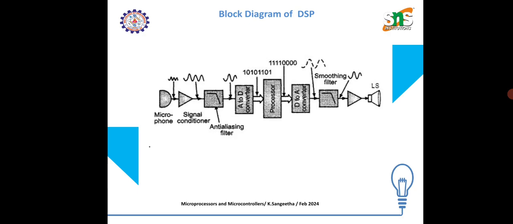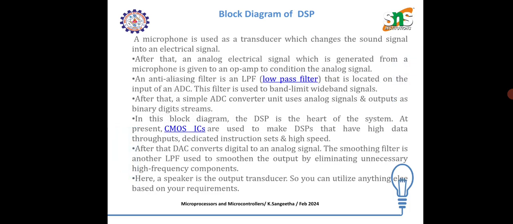So this block diagram represents the basic audio processing system where the signal from a microphone is processed digitally using a DSP before being converted back into analog format for playback through a loudspeaker. So filters are included at both the input and output stages for signal conditioning.